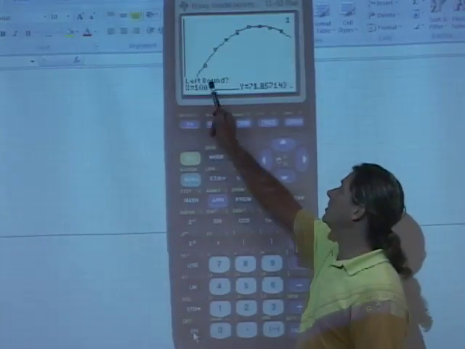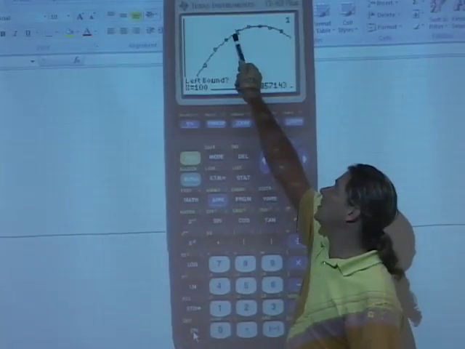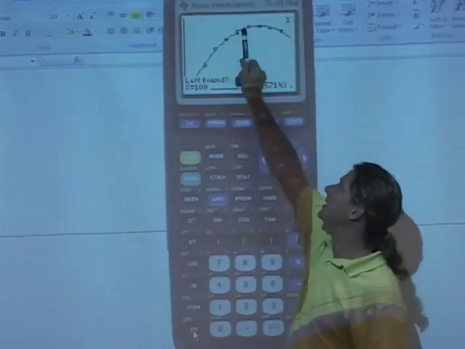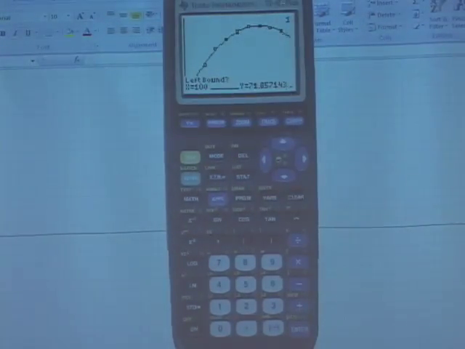We need to be somewhere to the left of what appears to be the top. Mine is. Since my cursor is blinking somewhere to the left, this is indeed a left bound for what appears to be the maximum. So I can hit yes on this or enter. And now it's asking me for a right bound. Now I'm clearly not to the right, so I need to move this cursor until it's somewhere to the right. It doesn't have to be equidistant or anything, just anywhere to the right of what appears to be the maximum. Right there, I'm clearly to the right. Do you agree? Okay. And then the last question is to guess somewhere. The guess isn't really that important, just somewhere close.